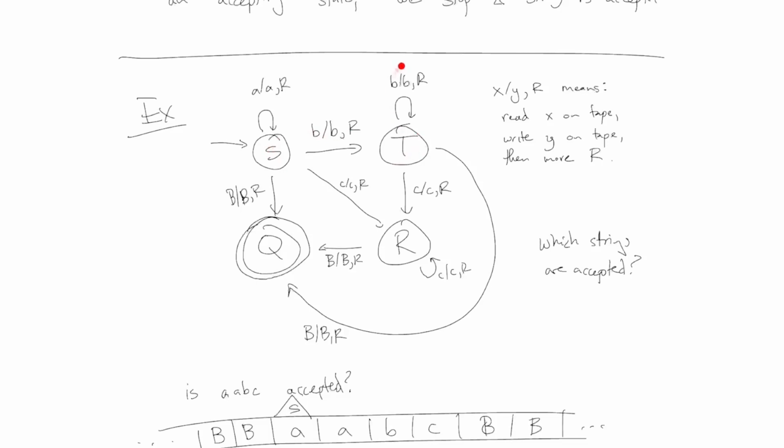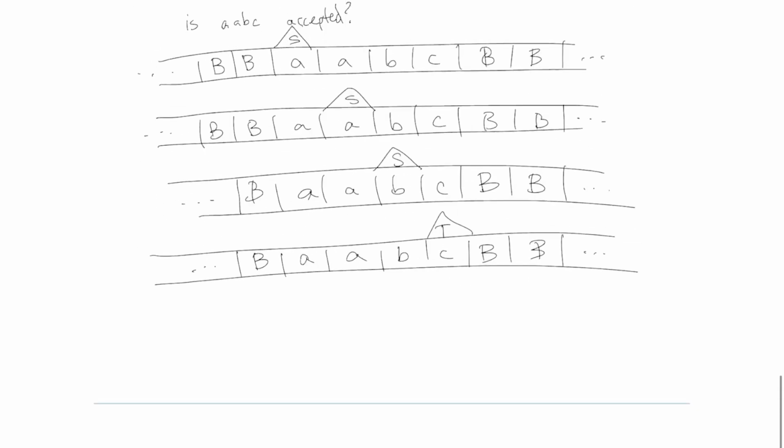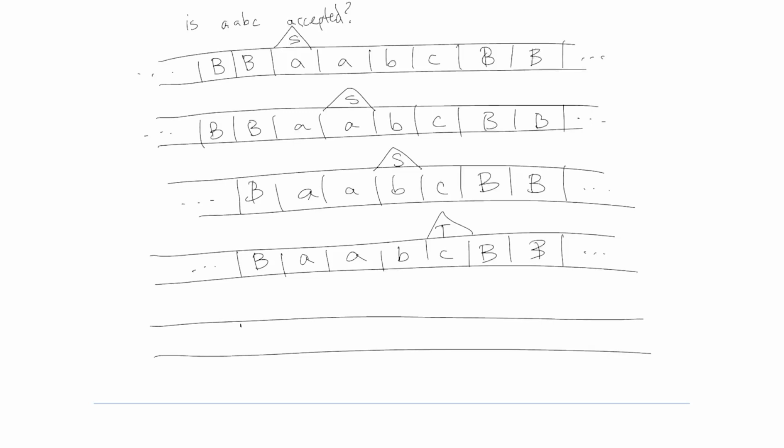And what happens in state T? This B, B, R means if you see a B, you just keep on moving to the right. If you see a C, it says leave it as a C, move to the right, and switch to state R. So that's what's gonna happen right now, right? Because I see a C there. So now it's going to say blank. All right, A, B, C. I moved to the right, so I should be in state R now.